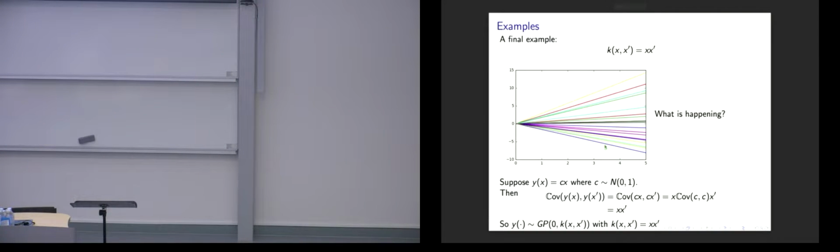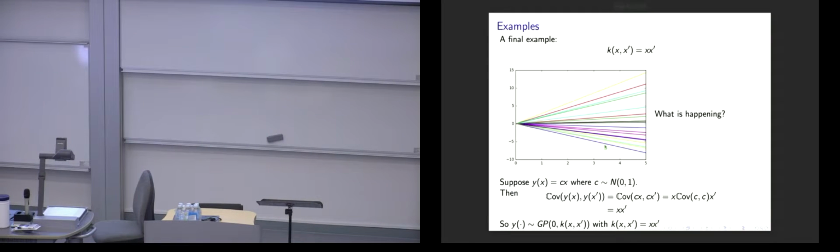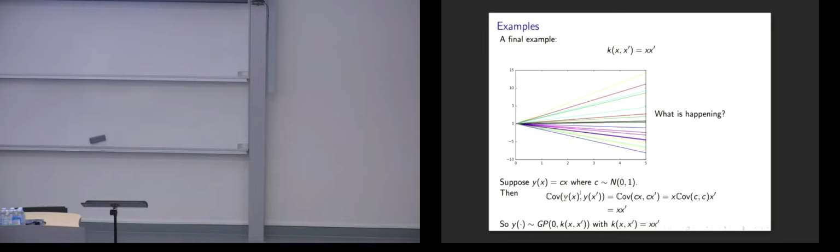If we think about the covariance between y at x and y at x prime, that's the covariance between cx and cx prime. Only c is random here, x is fixed. So that is x times the covariance of c with itself, the variance of c, times x prime. And we know the variance of c is 1. So the covariance function for this is just x times x prime. And these curves are this, of course.